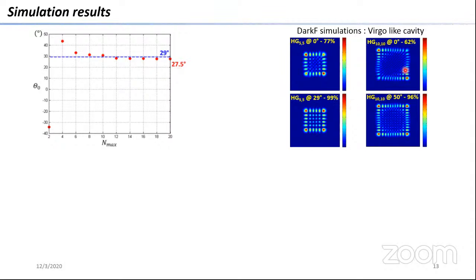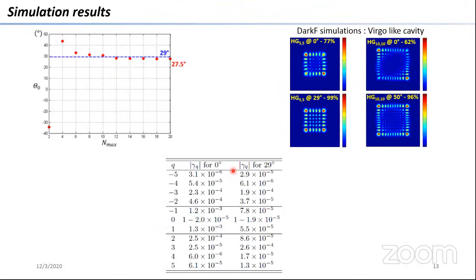We applied this also with the 1010 mode, and the coupling efficiency increased from 62% to 96%. And also, if we look at the coupling between the modes, we see that by angling the mirror by 29 degrees, we decreased the value of the coupling by more than 2 orders of magnitude.